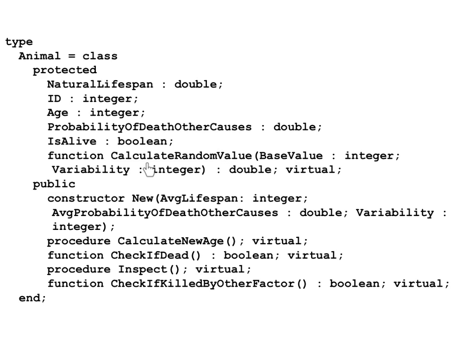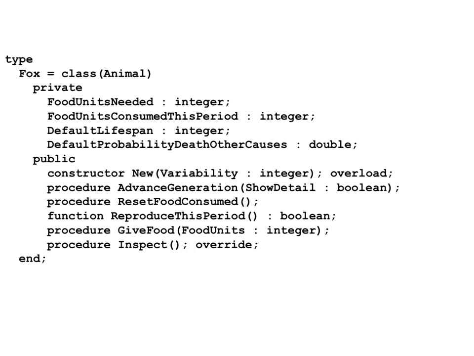So this is the animal class that we're looking at the moment. We know that there's a rabbit and a fox subclass, so they can then implement their own version of this method with it being virtual. This also applies to some of these methods here as well. So you can see calculate new age, check if dead, inspect, and check if killed by other factor are all virtual, so they can be overridden by a derived class, by a subclass.